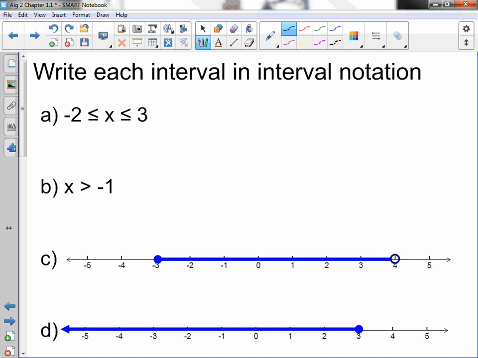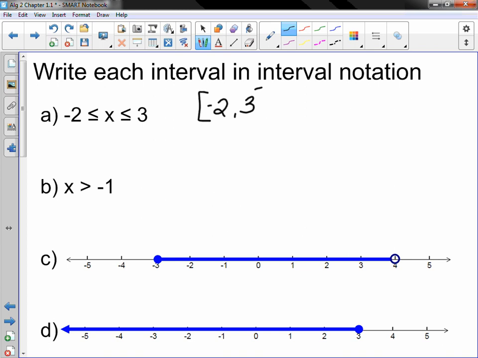So -2 is less than or equal to x is less than or equal to 3. So it's on the same interval, so our two numbers would be what and what? Well, -2 and 3, and we would have a bracket and a bracket because both -2 and 3 are included. They're equal to it. So we have a bracket -2, comma 3 bracket. We use the brackets to say that these two are included. And that's it. Any questions on this one here?